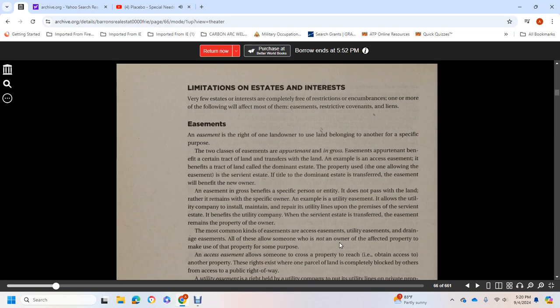There are two classes of easement: easement appurtenant and easement in gross. An easement appurtenant benefits a certain tract of land and transfers with the land. For example, an access easement benefits a tract of land, called the dominant estate. The property used is the one burdened by the easement, called the servient estate. If the title of the dominant estate is transferred, the easement will benefit the new owner.